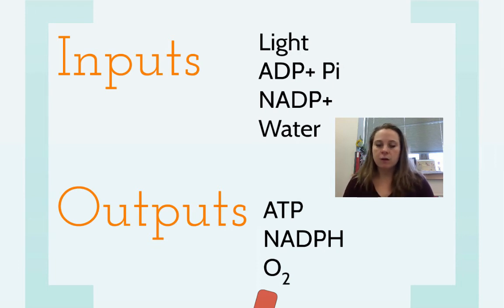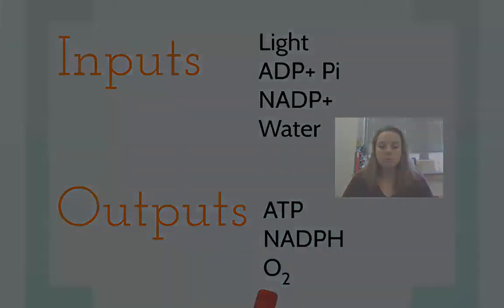So, input versus output: what goes in, what comes out. Inputs necessary in the light-dependent reactions: light, ADP, and phosphate, because if we're making ATP, we need those two things to go in. We need NADP+, the source of which is going to come from the Calvin cycle, because we're going to produce that in the Calvin cycle. And water. Okay, what do we get out of it? ATP molecules, NADPH, oxygen. Boom, done.